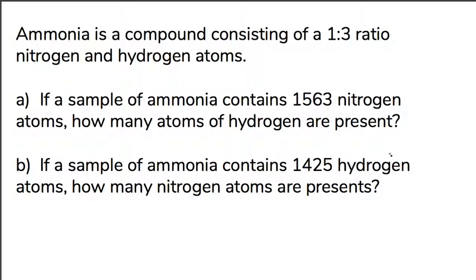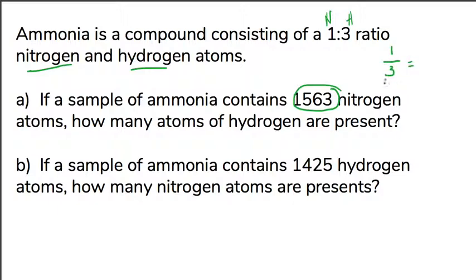Okay, this is another example of using ratio and proportion. Okay, so ammonia is a compound. Compound means a combination of 2 or more atoms consisting of a 1:3 ratio for nitrogen and hydrogen atoms. So this is nitrogen and this is hydrogen. Okay, so if a sample of ammonia contains 1,563 nitrogen atoms, how many atoms of hydrogen are present? Okay, so the simplified ratio is 1 nitrogen to 3 hydrogen.